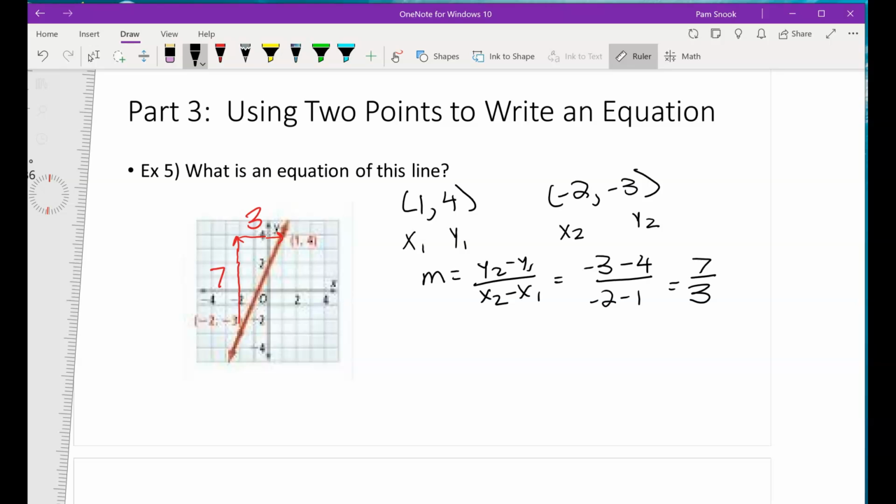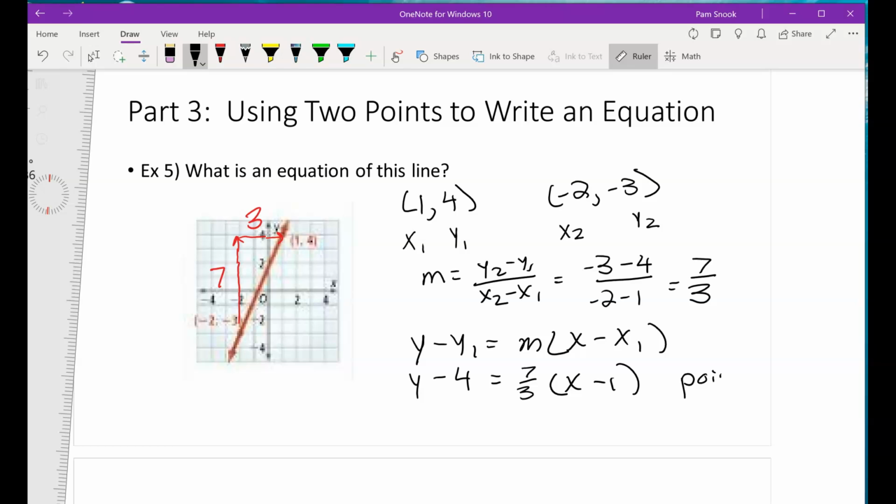Now the other thing I need to do is write my equation using point slope form. So y minus y1 equals m times x minus x1. So y minus 4 equals 7 over 3 times x minus 1. That one uses point 1.